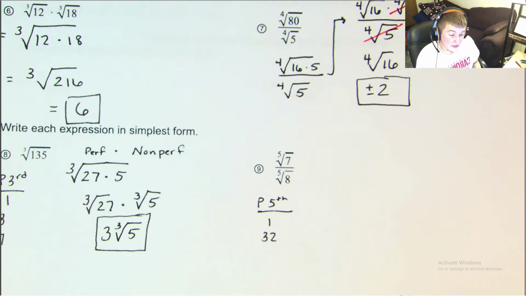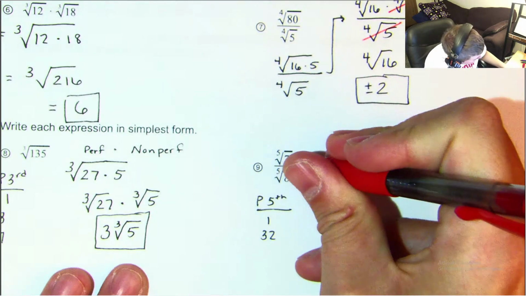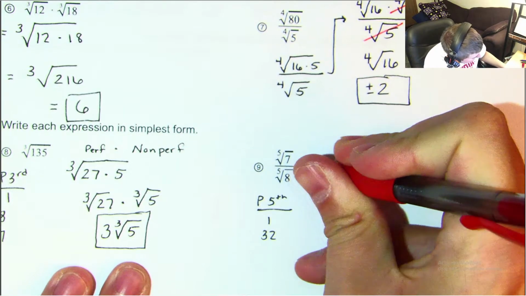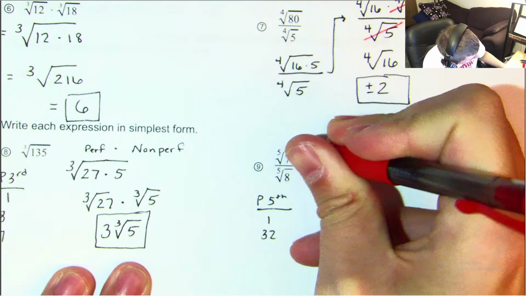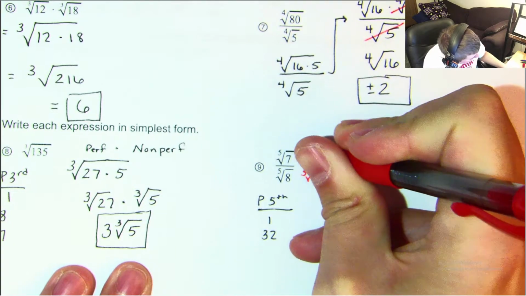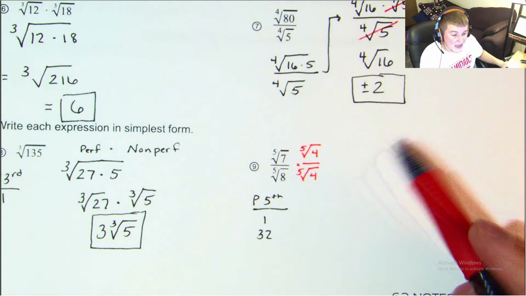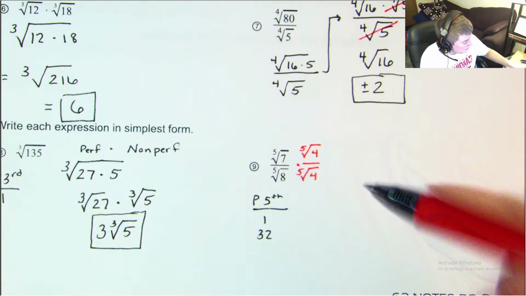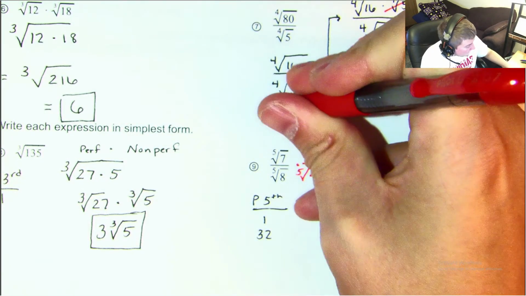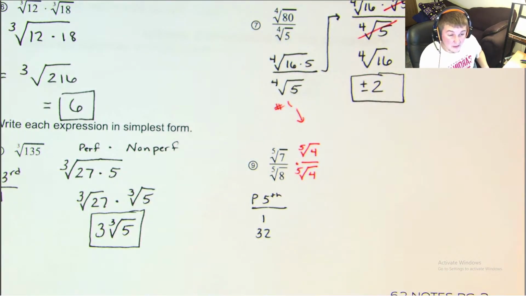So hopefully you're thinking about that to yourself and you're saying 4. So what I can do is take this expression and multiply it by the fifth root of 4 over the fifth root of 4. I have to do this to the top and the bottom because this is just the number 1. Fifth root of 4 divided by the fifth root of 4 is simply the number 1.